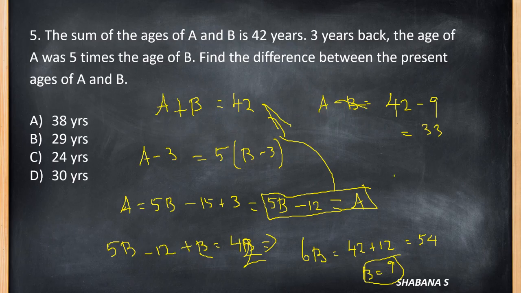Okay, so all we need to find is A minus B, that is 33 minus 9, and that should give you 24. Okay, so this should be your answer. Option C as your answer choice, 24 years. Let's go to the next.